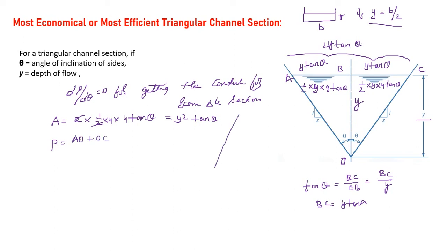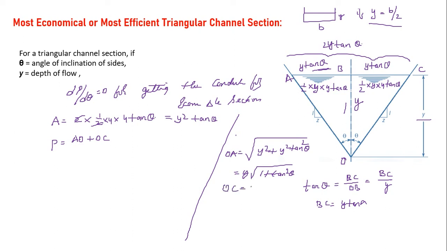So what is that going to be? Let us find out. AB equals y tan theta and BO equals y, a right angle triangle, right? So OA is going to be root over y square plus y square tan square theta. Taking y common, you get y root over 1 plus tan square theta. Now OC is also equal to y root over 1 plus tan square theta. So finally, P equals 2 into y root over 1 plus tan square theta.